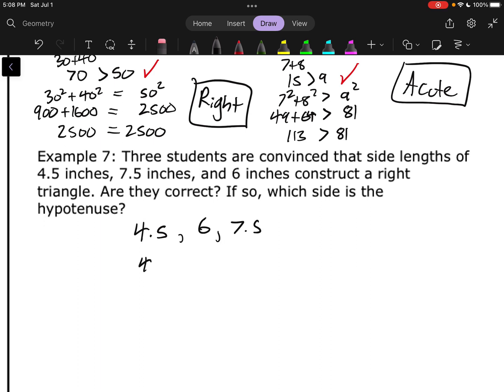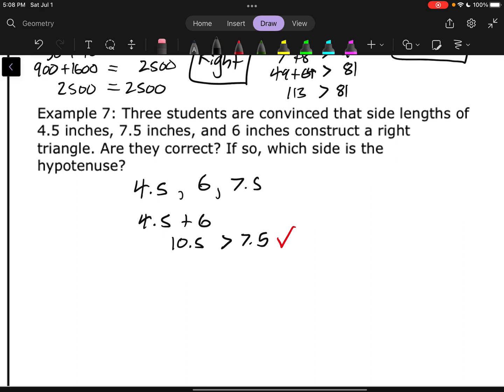So first of all, let's make sure that we can even make a triangle out of this. Make sure that these students aren't crazy. 4.5 and 6 give me 10.5. 10.5 is bigger than 7.5. So they are correct that you can make a triangle out of that. Now to see if it's a right triangle, we need to see if 4.5 squared plus 6 squared is equal to 7.5 squared, right? This needs to be equal to each other if this thing's going to be a right triangle.